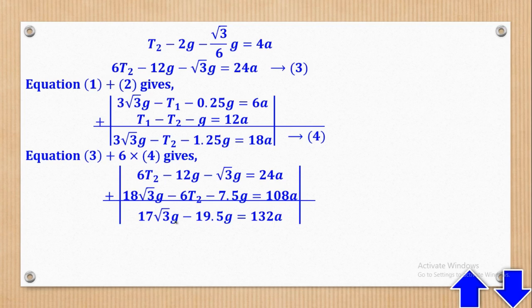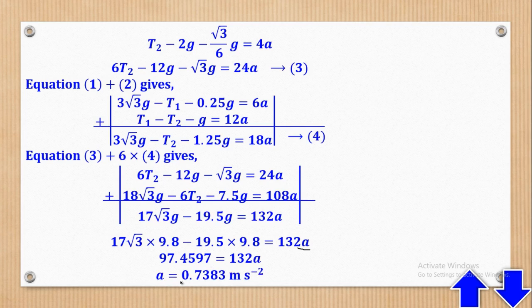Remember, G is 9.8. So what I'm going to do, I'm going to substitute for G and remain with A as an unknown. Therefore, when I make A the subject, I'll come up with A equal to 0.7383 meters per second squared. So I managed to get the acceleration.